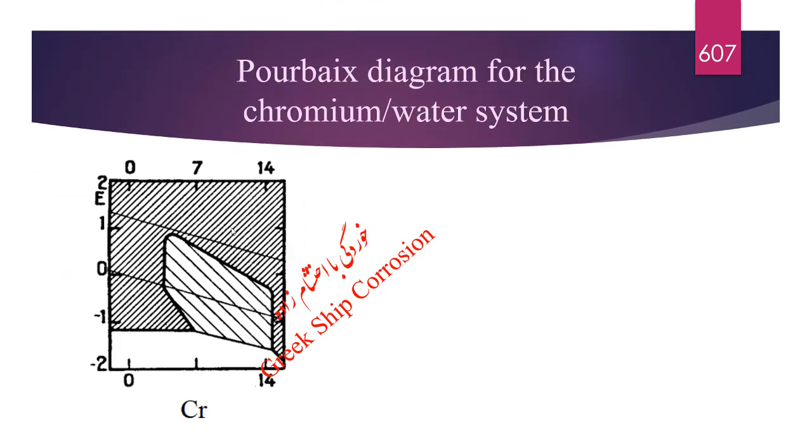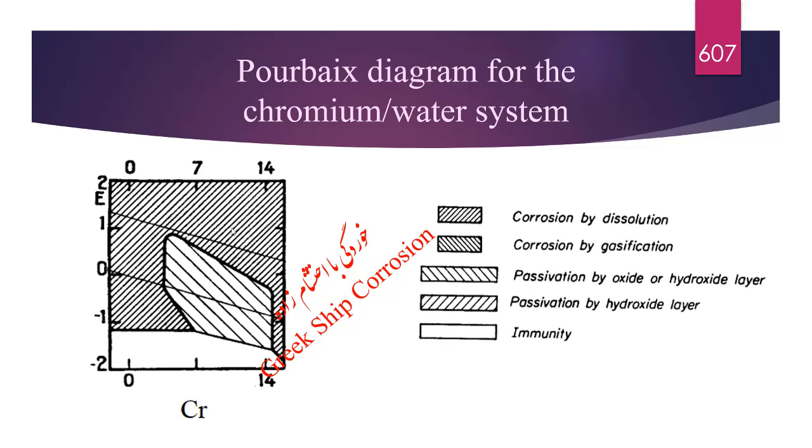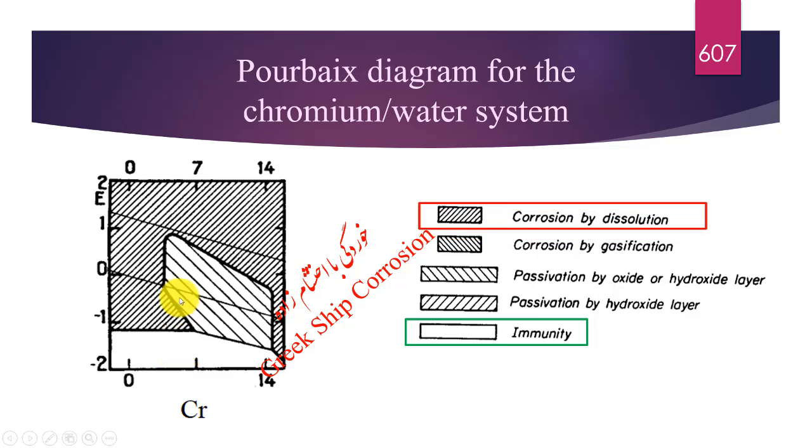Pourbaix diagram for the chromium-water system. Immunity region, corrosion by dissolution, passivation by oxide or hydroxide layer.